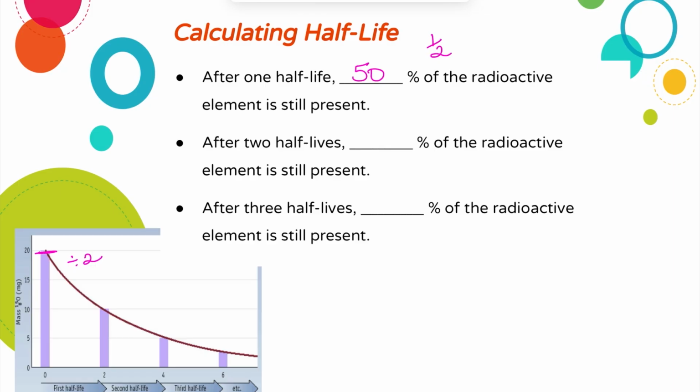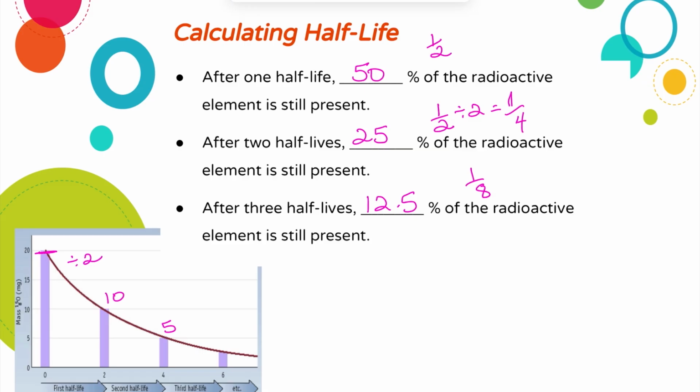After 2 half-lives, we're really taking that 1/2 and we are dividing it by 2 again. And so we will have 25% or a fourth of that radioactive element still present. After 3 half-lives, we take a fourth and we divide it by 2. That would be an eighth, or 25 divided by 2, 12.5% of that radioactive element is still present. And so it does depend on our sample size. In this case, we had a sample of 20. So after 1 half-life, it had 10. And then 10 divided by 2, after another half-life, it had 5.